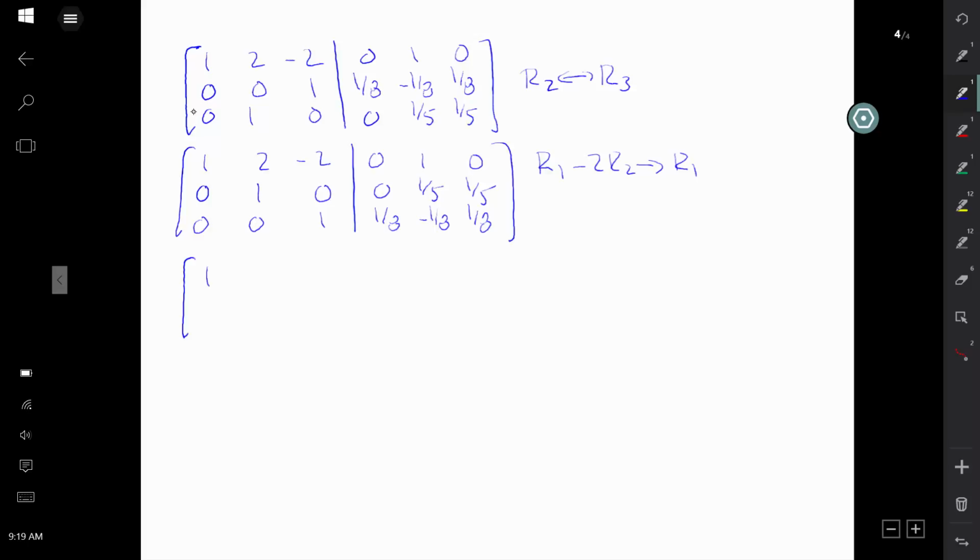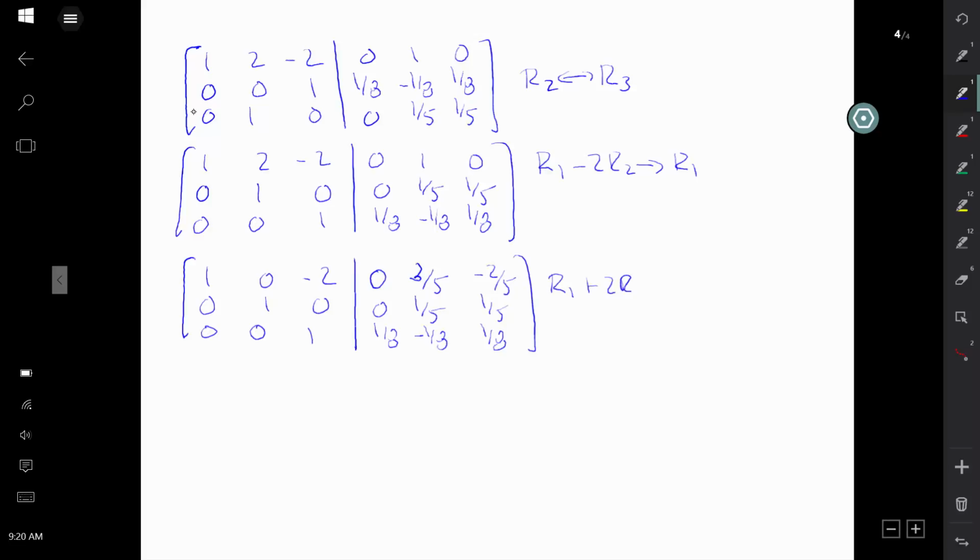So let's do it. Okay, so 1, 0, minus 2. Okay, so 0 minus 0, 1 minus 2 over 5 gives me 3 over 5. 0 minus 2 over 5 gives me minus 2 over 5. And then there, 1 over 8 minus 1 over 8, 1 over 8. Okay, and finally I can do row 1 plus 2 row 3 and make that my new row 1.